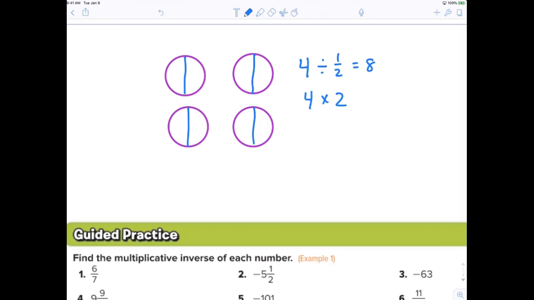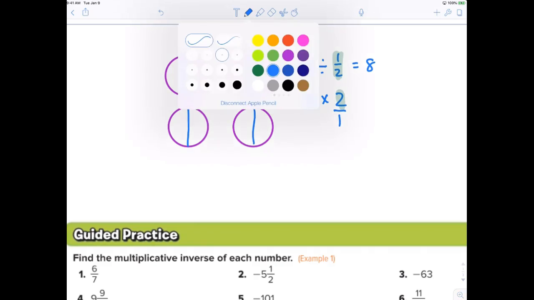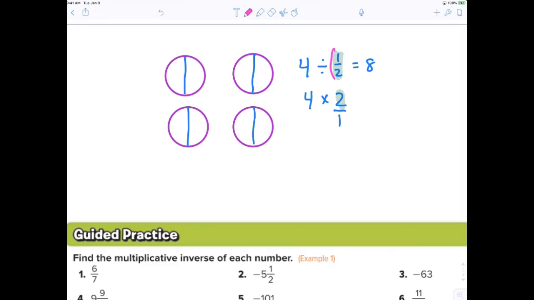So then they said, well, what's the relationship between 1/2 and 2? Well, they realized that 2 is the same as 2 over what? 1. That's where the reciprocal came in. So they said, wow, that's pretty cool. If we just take this number right here and change it to its reciprocal and then multiply, that's the same answer. Does everybody agree with that?